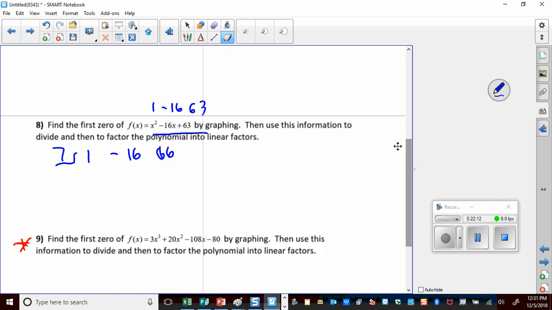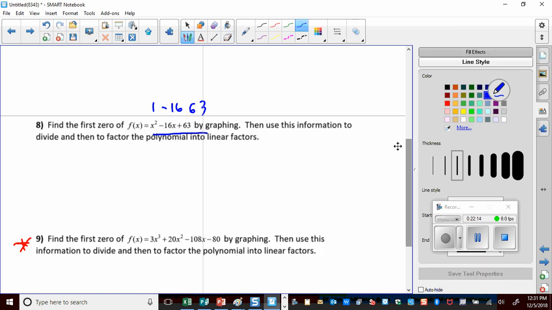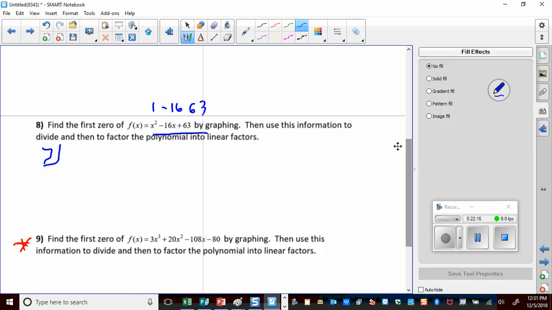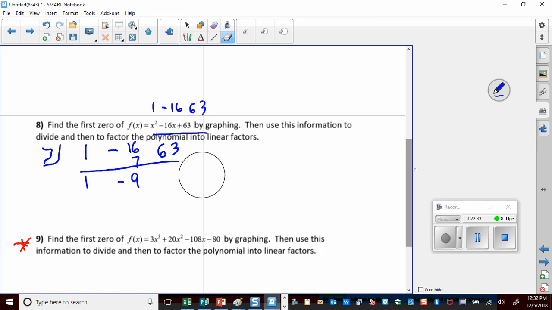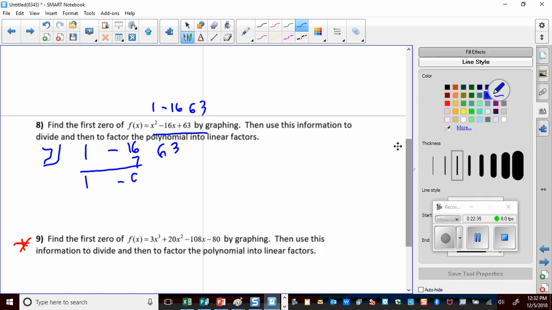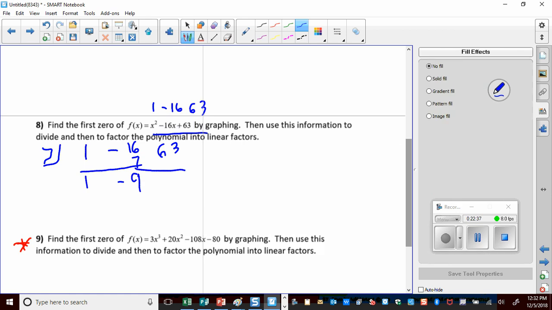Sorry, I wrote that incorrectly, guys. So 7, block 1, negative 16, and 63. So the first thing I do, bring down that 1, and then I have 1 times 7 is 7. I get negative 9 times 7. Negative 9 times 7 is negative 63. And I get 0. So my final answer here is x minus 9 is a factor.